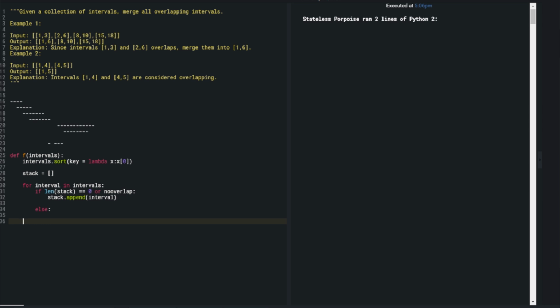let's see. Okay, this is on line 23. So it's sorted by start, so the next one starts at least later or at the same time. Then what I did was stack minus 1, I remember, and I would take whoever ends last. I think so. It was a max.